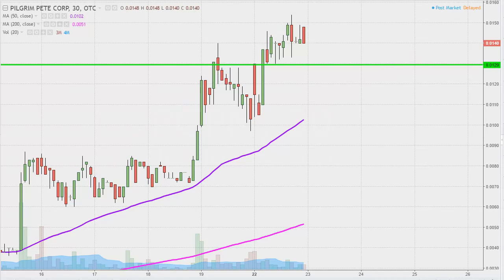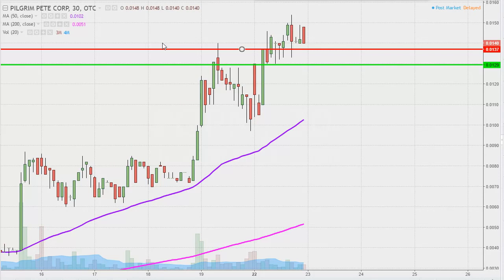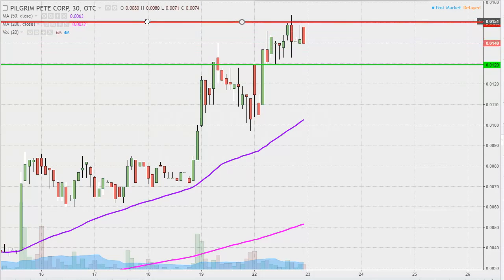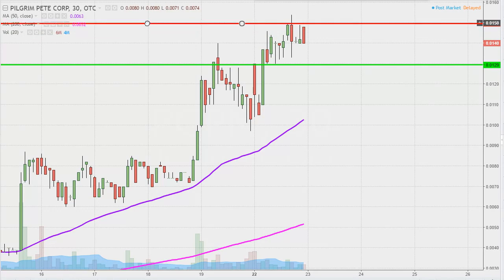What about levels of resistance? So where are some of these next potential battlegrounds? The key battleground right now, and the only one I'm going to talk about, and I'll explain that again, is right up here at 0.015. You can see that's where the seller stepped in today. Somewhat of a random spot, but the chart doesn't lie. A lot of price congestion right up there.